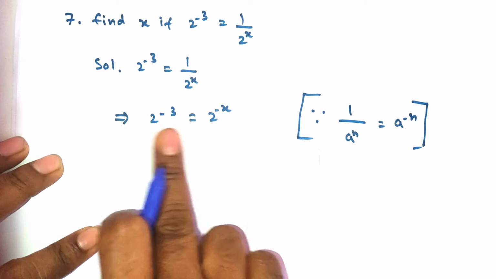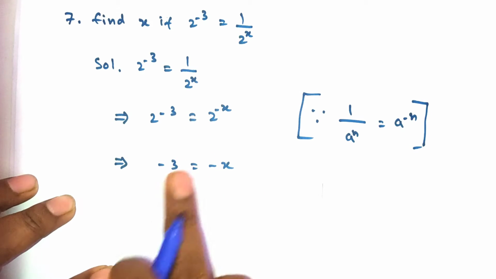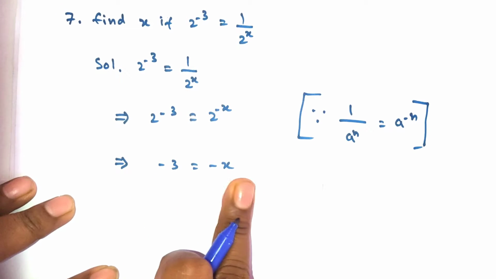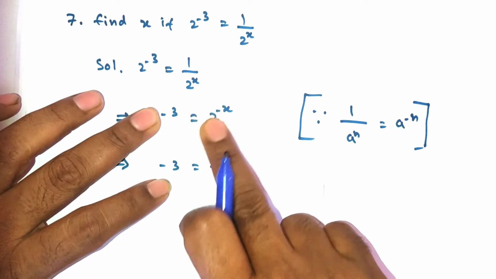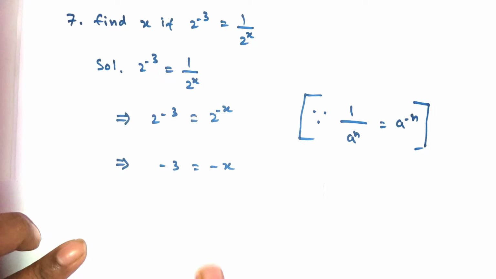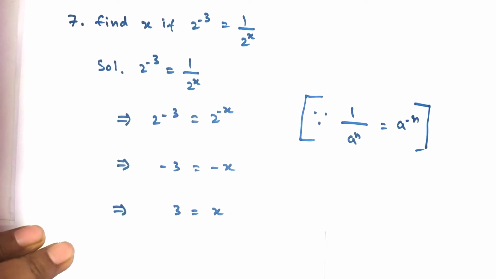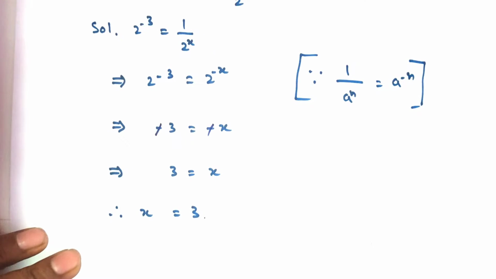Since both the bases are equal, by ignoring both the bases, we can write minus 3 is equal to minus x. Now we can write 3 is equal to x by cancelling the minus symbol. Therefore, we can conclude that x is equal to 3. The value of x is equal to 3. Understood? Let us solve the next problem.